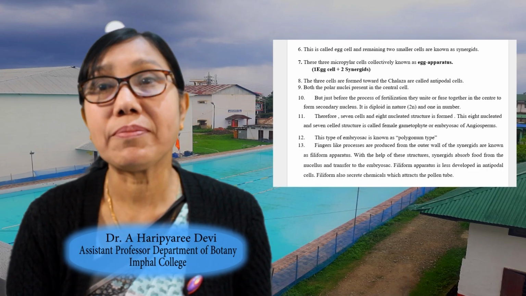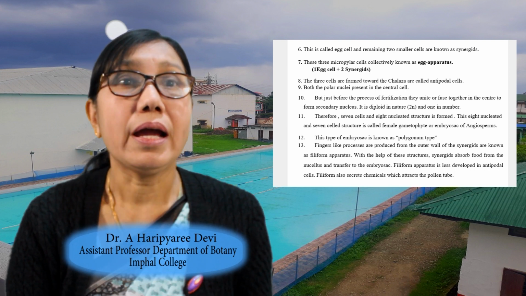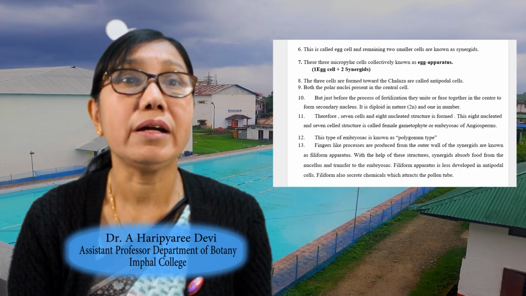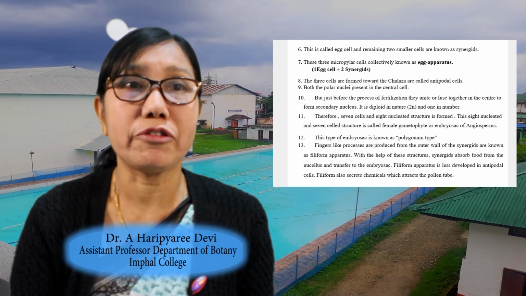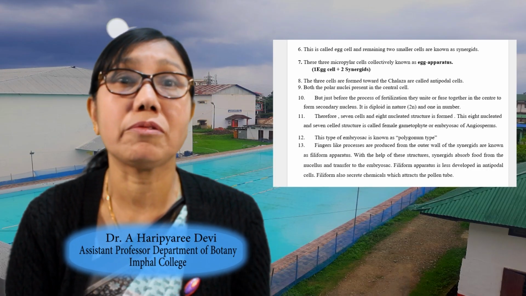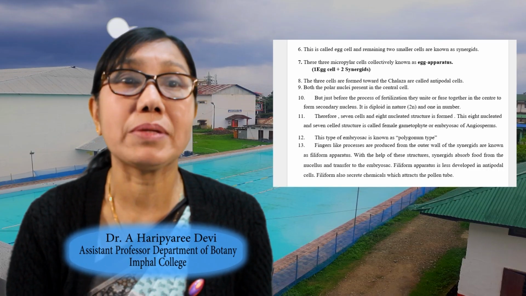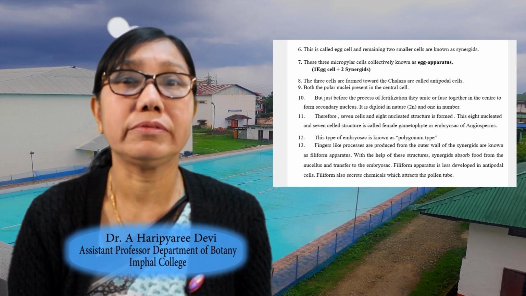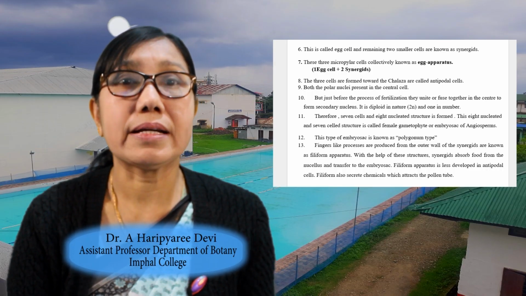This polygonum type of embryo sac is the most common and general one. It is very universal. The finger-like processes produced from the outer wall of the synergids are known as the filiform apparatus. With the help of this structure, the synergids absorb food from the nucellus. This nucellus is the food of the developing embryo. So the synergids absorb food from the nucellus and transfer it to the embryo sac. The filiform apparatus is less developed in antipodal cells. The filiform apparatus also secretes chemicals which attract the pollen tube.